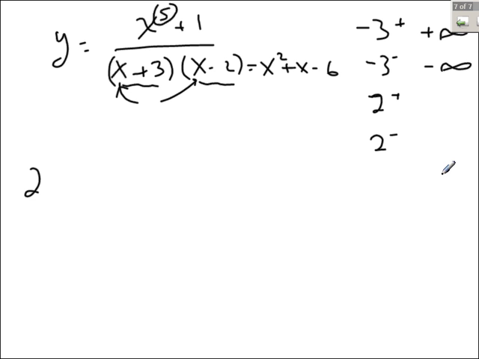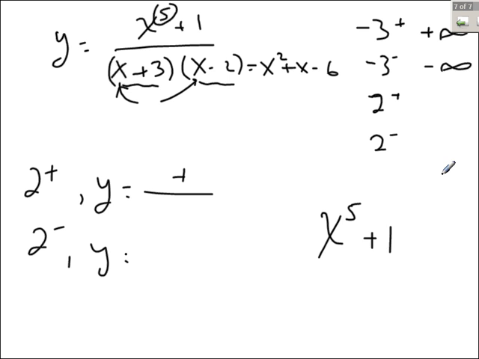A little bit more than 2, then y is going to be, and a little bit less than 2, what is y going to be? Well, if you're anywhere near 2 and you get raised to the 5th power, you're going to be positive. You'll be near 32. You add 1, it's going to be positive. In both cases, it's going to be positive.